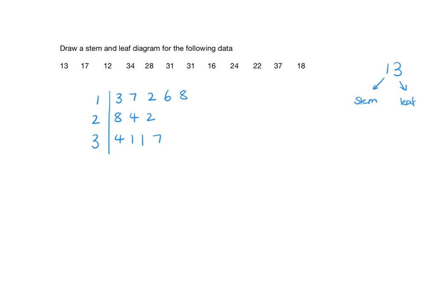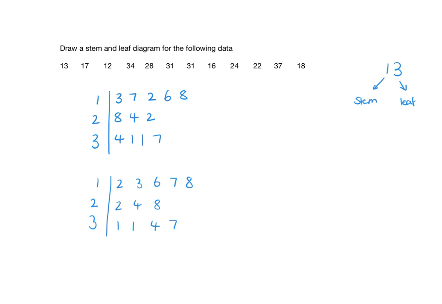Now I've got all my numbers in, but what I need to do is order these numbers. So they need to be going from smallest to biggest. So I'm actually going to redraw this and order each of my rows. For my first row, I'm going to have 2, 3, 6, 7, and 8. My next one, I'm going to have 2, 4, 8. And then my last one, I'm going to have 1, 1, 4, and 7.